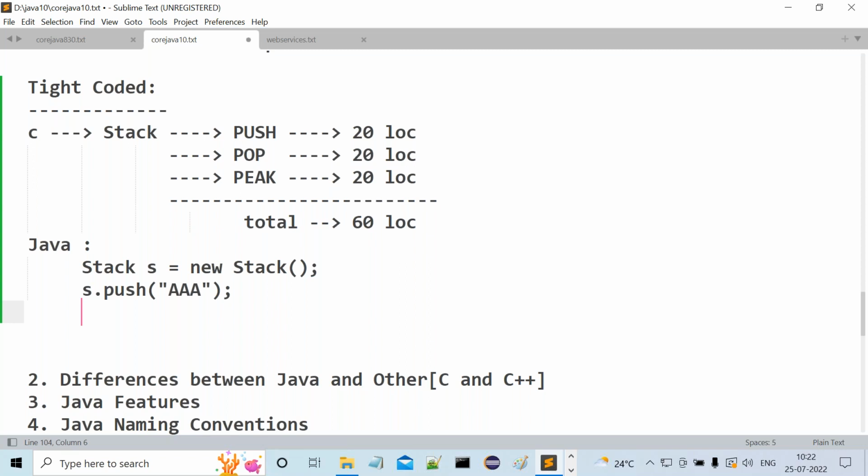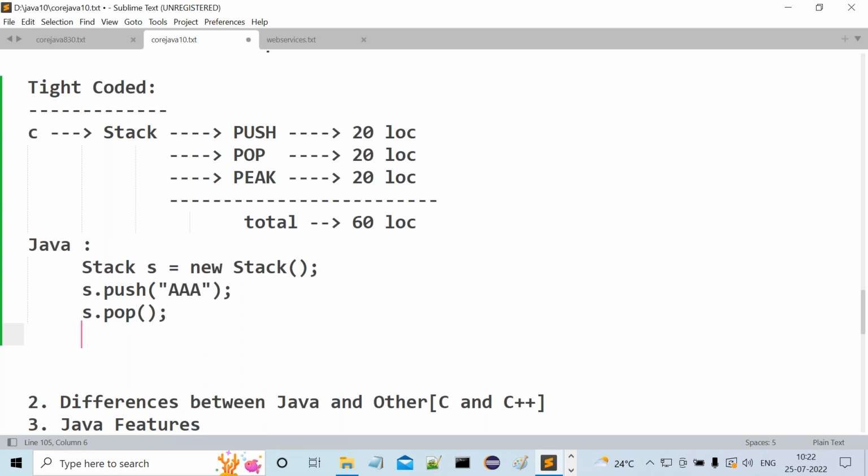My push operation is completed here. How many lines of code did I use there? One line of code. Next one, S.pop. Finish. My pop operation is completed. Which operation is completed there? The pop operation is completed. Got it or not? Okay, fine.